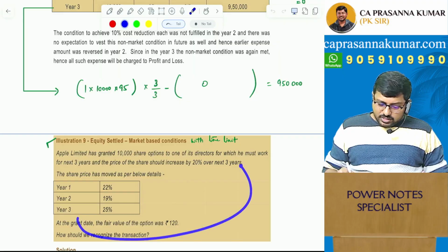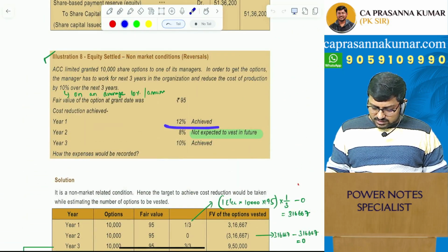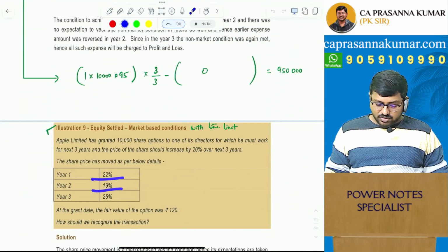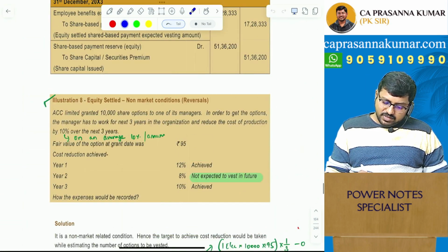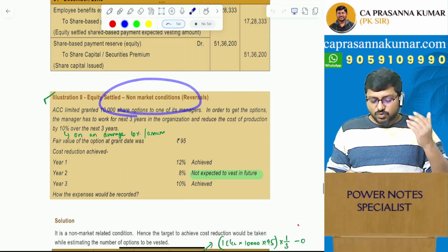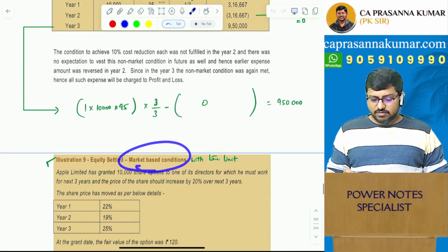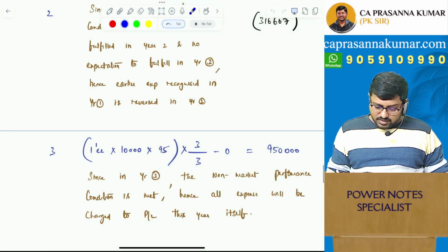This question is pretty much similar to the previous question that we have done. Here also, first year it is achieved, second year it is not achieved, but he did not tell you what is the expectation at the end of the second year. The only difference is that the previous question had a non-market condition, while this question has a market condition. Everything else is the same. Shall we start solving? Illustration 9.